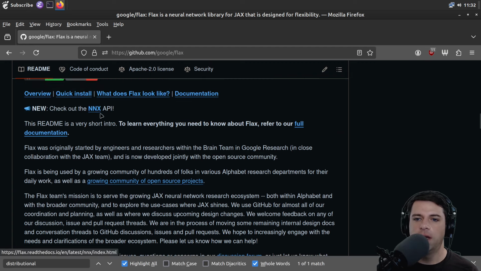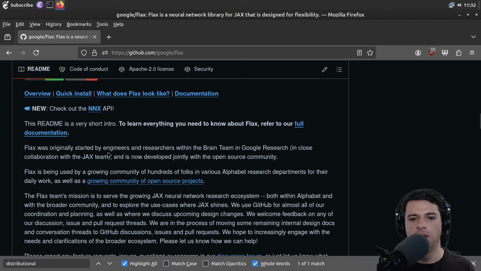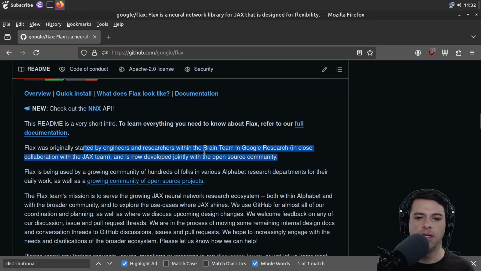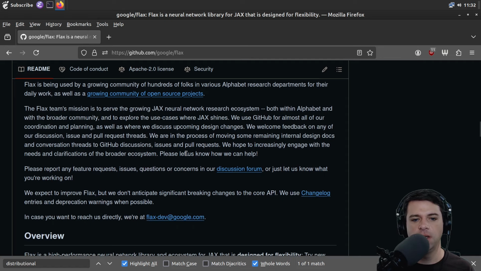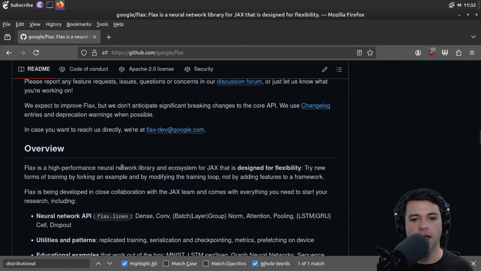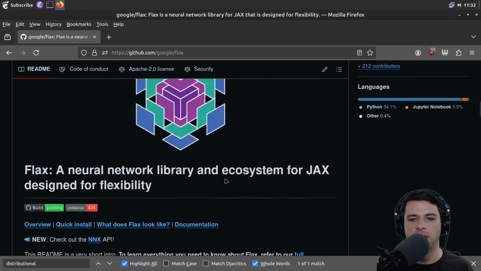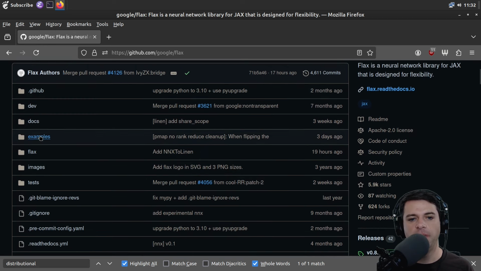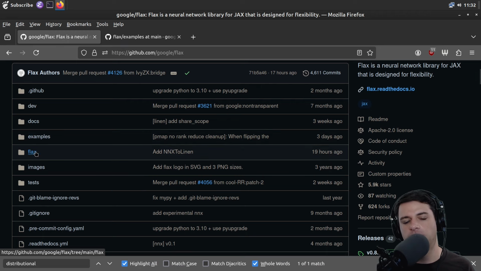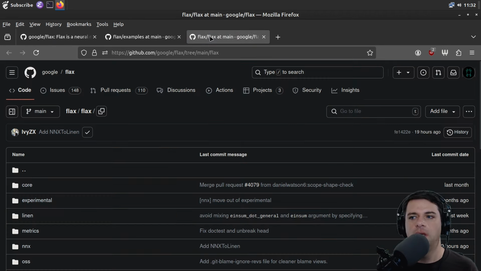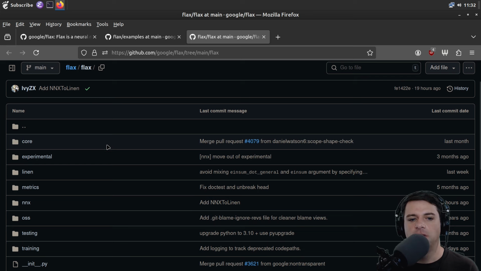So they're promoting this NNX thing, which is part of Flax now. I think it used to be a separate repo. Flax was originally started by engineers and researchers within the brain team at Google and Google Research, and is now developed jointly with the open source community. It's a high-performance neural network library and ecosystem designed for flexibility. Okay, I don't know what to expect of this. This might be like Rlax in the sense that it's got a bunch of algorithms that are from papers. It might be a little bit more batteries included.